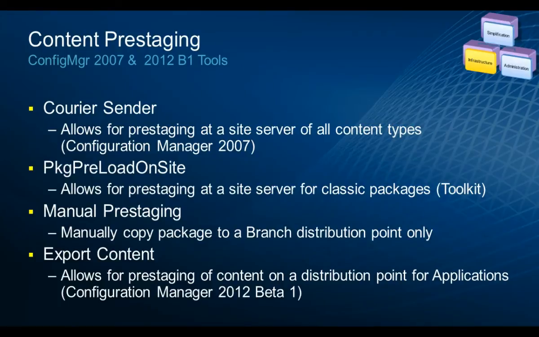Content pre-staging is consistently something we have improved since Config Manager 07. We had something called a courier sender, which allows for pre-staging at a site server, for all content types. That was introduced in Config Manager 07. We now have something called package preload on site, which allows for pre-staging at a site server for classic packages, like your toolkit stuff. We can do manual pre-staging, where we manually copy packages to a branch DP, basically a push. And we can also export content. This allows for the pre-staging of content on a DP, which was introduced in the first versions of Config Manager 2012 Beta 1.